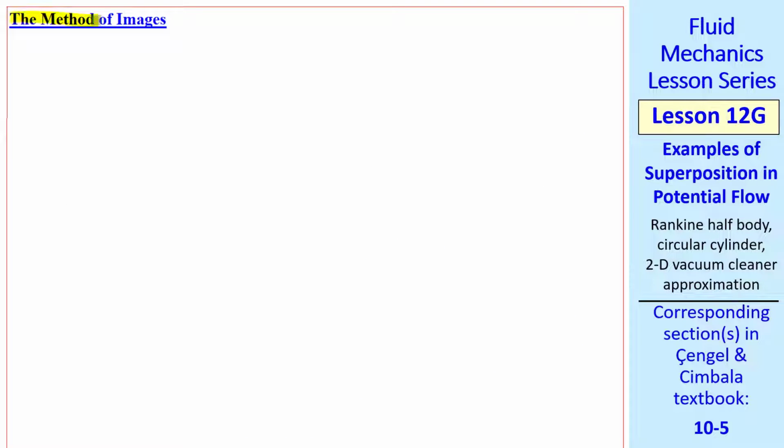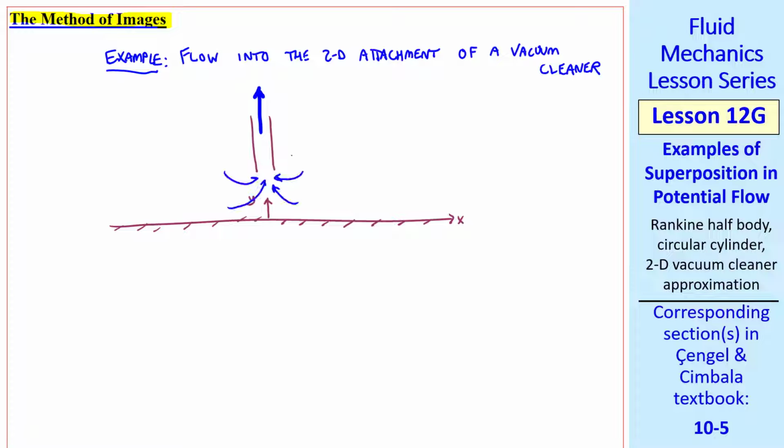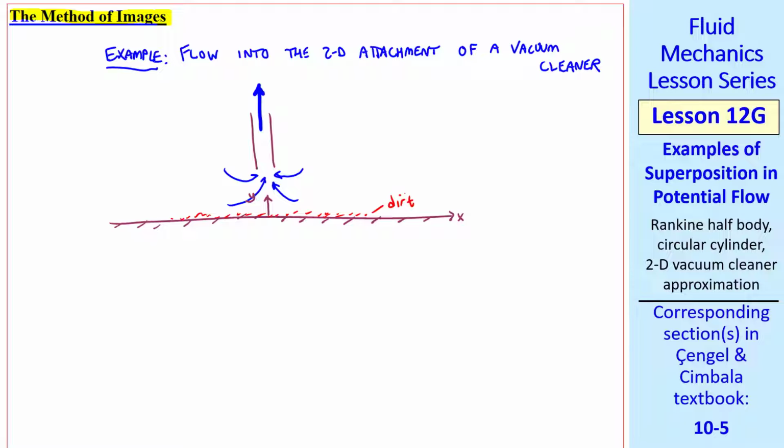Now I introduce something called the method of images. This is a really fun and useful technique, which I'll illustrate with an example, namely flow into the 2D attachment of a vacuum cleaner. Let's consider a 2D case where air is drawn into the vacuum cleaner through this 2D attachment. So we're taking a slice where the flow is infinite into the page. Here's our standard XY coordinates, and flow gets sucked into this vacuum cleaner from all around. The goal of the vacuum cleaner, of course, is to suck up dirt from the wall.